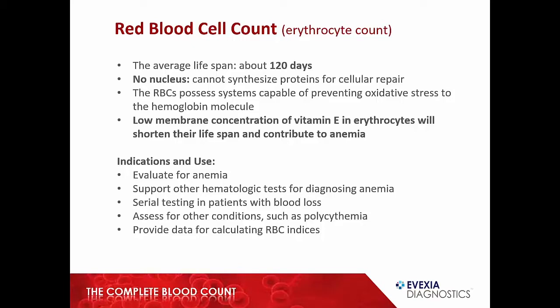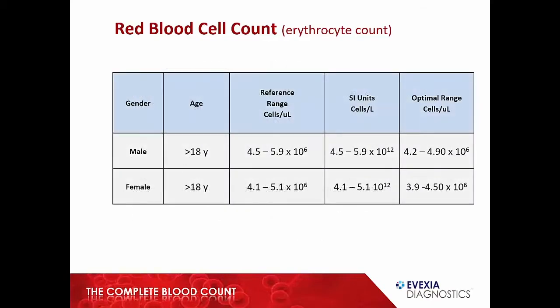Indications and use of the RBC are listed on the slide: to evaluate anemia, support other hematologic tests for diagnosing anemia, serial testing in patients with blood loss, assess for other conditions such as polycythemia, and also to provide data for calculating the RBC indices. So here is the reference range and also optimal range of the RBC count for both male and female for your review.